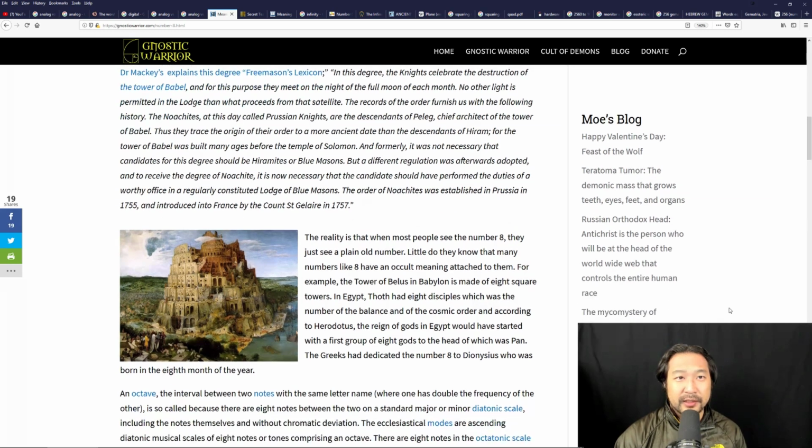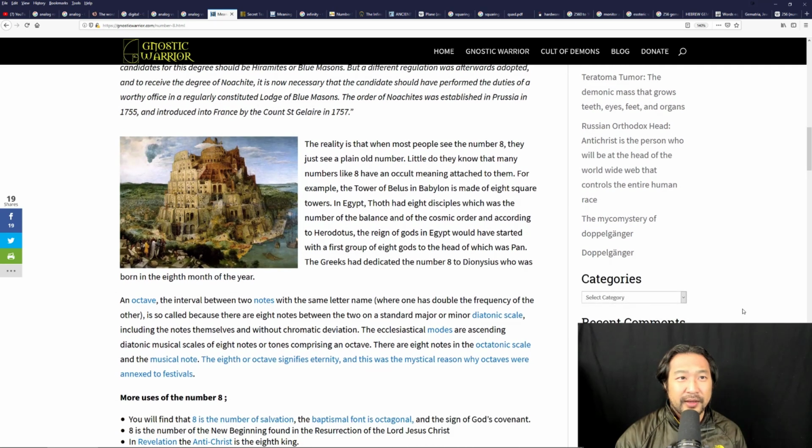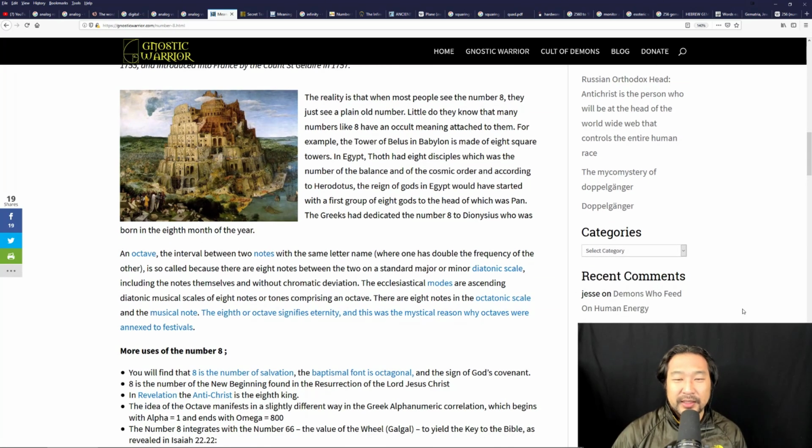The Noachites, at this day called Prussian Knights, are the descendants of Peleg, chief architect of the Tower of Babel. Thus, they trace the origin of their order to a more ancient date than the descendants of Hiram Abif. For the Tower of Babel was built many ages before the Temple of Solomon. Before, it was not necessary that candidates for this degree should be Hiramites or Blue Masons, but a different regulation was afterwards adopted, and to receive the degree of Noachite, it is now necessary that the candidate should perform the duties of a worthy office in a regularly constituted lodge of Blue Masons. The order of Noachites was established in Prussia in 1755 and introduced into France by the Count Saint Hilaire in 1757. That's just more historical knowledge.